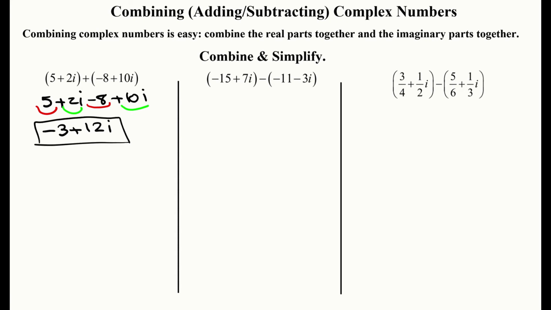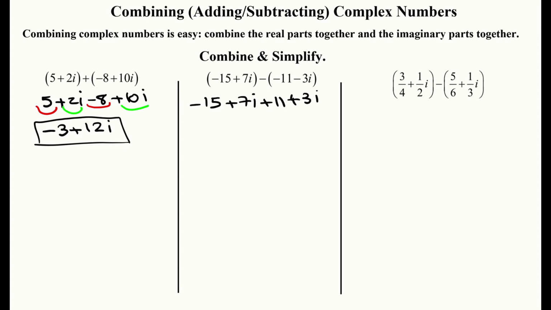Now when we're subtracting, of course we have to be a little bit careful, because while the first set of parentheses is redundant, the second pair is not, because there's a negative here, so we have to distribute that, which is going to change those signs. So we'll go ahead and drop the first set of parentheses to get negative 15 plus 7i. Then we'll go ahead and distribute the negative 1 to get plus 11 plus 3i.